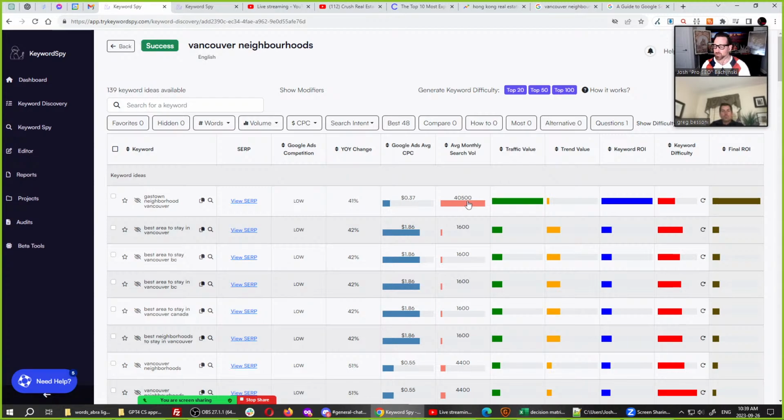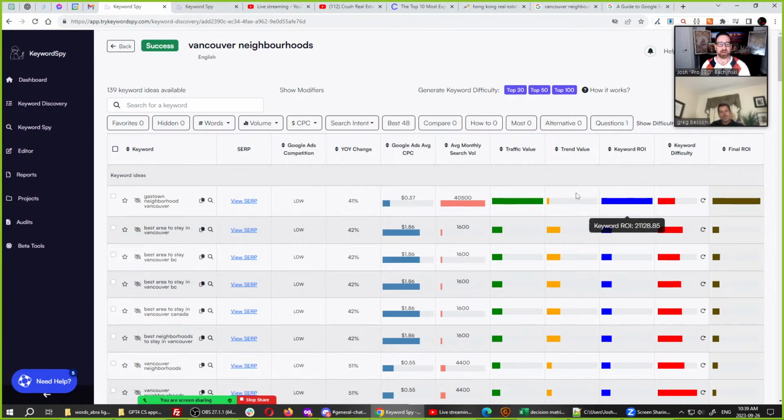Like what's the kitschy neighborhood in New York that's like kind of like where the hip people live? Maybe the East Village or something like that. That's what it's equivalent to. Gastown is kind of like Vancouver's East Village, and you have a lot of people who want to live here.